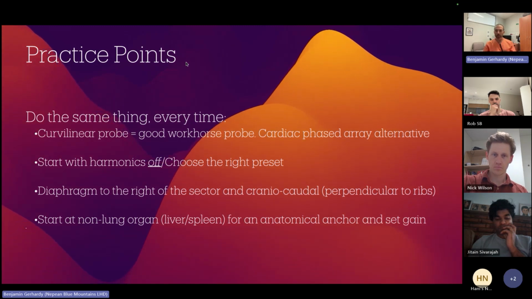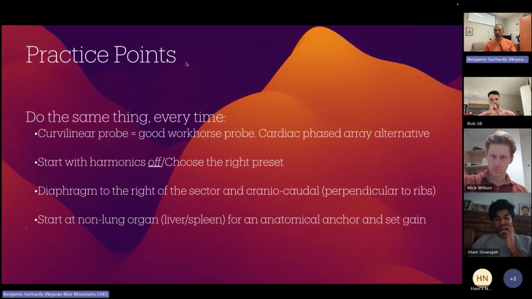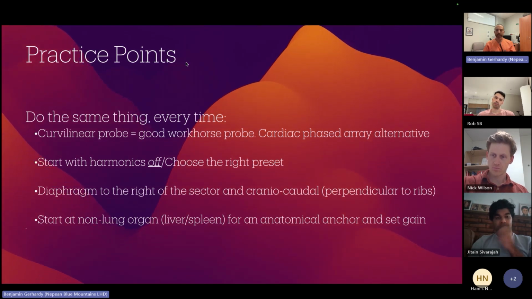A curvilinear probe is great, and most of the point of care ultrasound machines, be it a Sonosite, be it a GE Venue, will all have those curvilinear probes, sort of a 5 to 12 or a 5 to 12, I think they are.